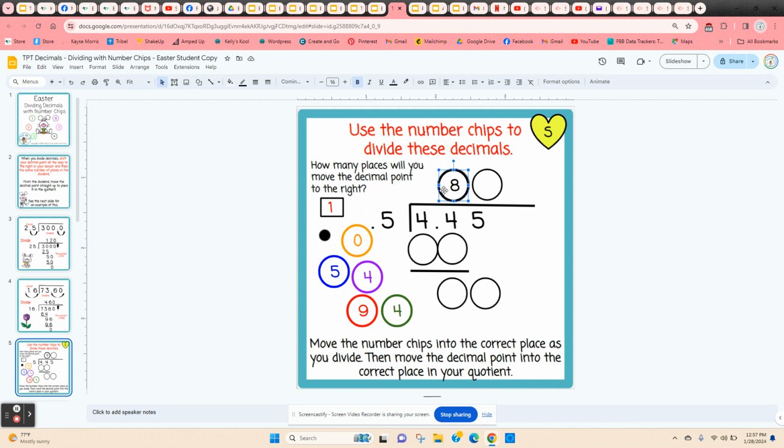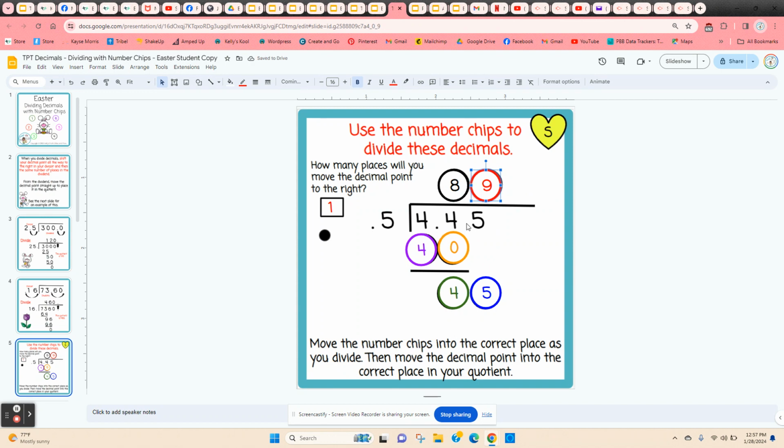So here we've done the division. Now we're going to multiply. 8 times 5 is 40. We're going to subtract, bring down, and then 5 goes into 45 evenly 9 times. Now they just have to place the decimal point in their answer. So if they move that decimal point one place to the right, it's going to go between the 8 and the 9.